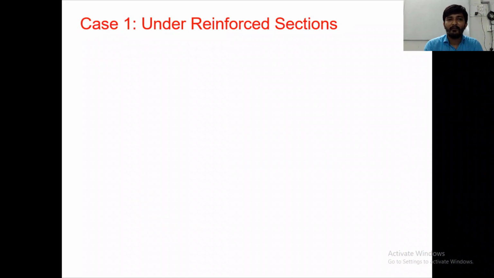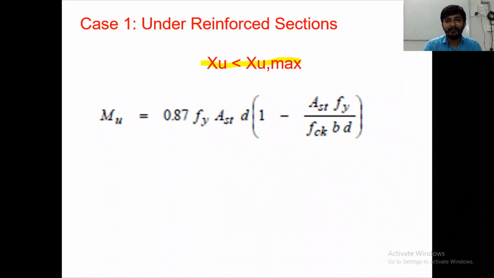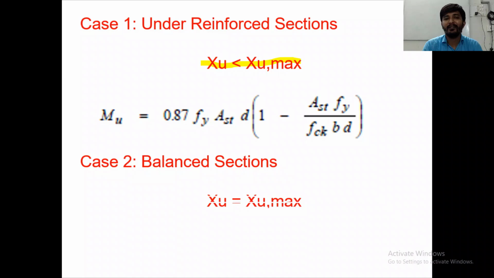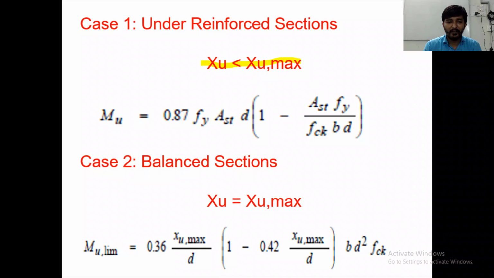To summarize, case number 1, under-reinforced section: XU is less than XU max. Our moment of resistance formula as per IS 456-2000 is Mu equal to 0.87 Fy Ast d into 1 minus Ast Fy divided by fck b d. In case number 2, the balanced section, XU is equal to XU max, and the formula for that is Mu limiting equal to 0.36 XU max by d into 1 minus 0.42 XU max by d, into b d square fck. You can find this formula in the IS code also, I guess.